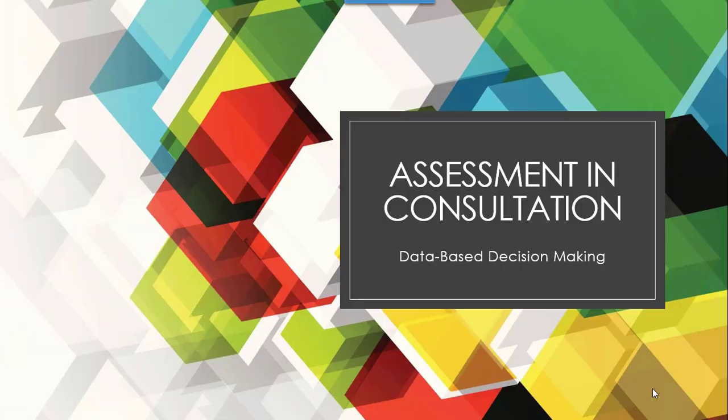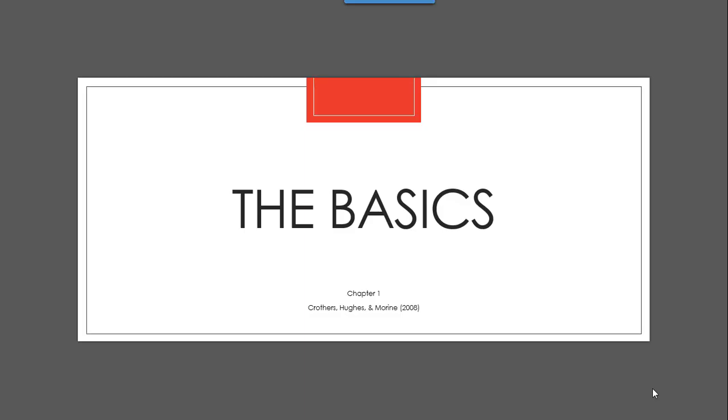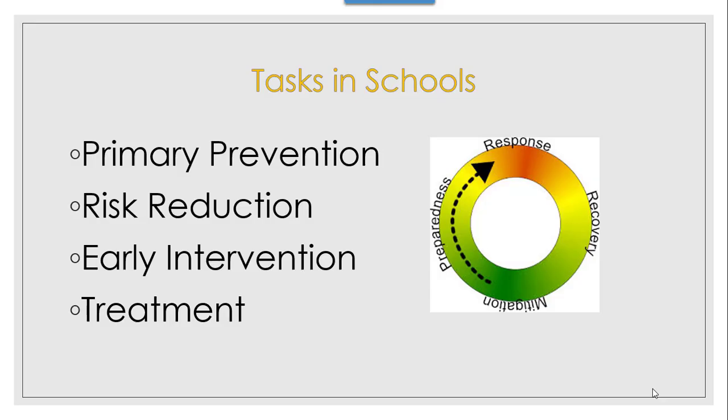Today we're going to be talking about the data that you're using to make decisions in the assessment of consultation. There's certain basics, so a lot of this comes straight out of your text. Just some overview about consultation and then the role that assessment plays in it will be discussed as we go along. It's the kind of things that happen in schools that we may consult on: primary prevention, risk reduction, early intervention, and treatment.